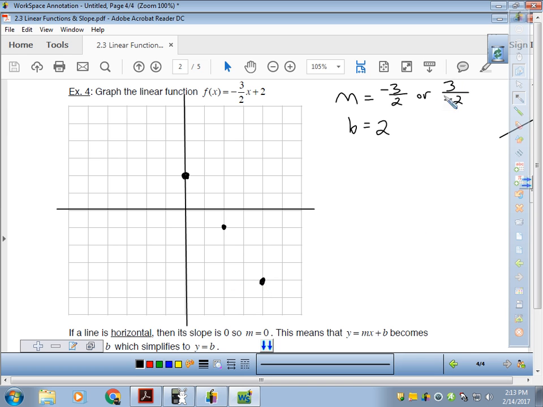If I look at my slope this way, this top number tells me I go up 3, and the bottom number tells me I go to the left 2. So I go up 1, 2, 3, and to the left 1, 2. Okay. And once you have a couple of points, you can connect them together using a straight edge. And then you can put arrowheads at the end to indicate that it does continue going indefinitely in both directions. And so there is our linear function.